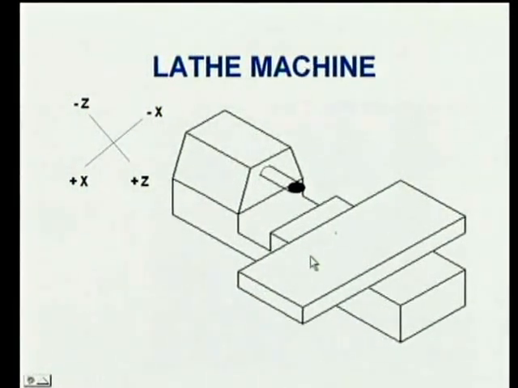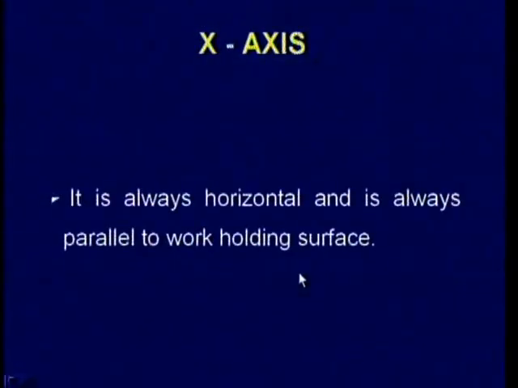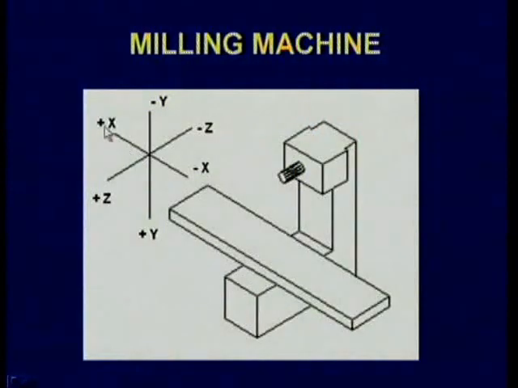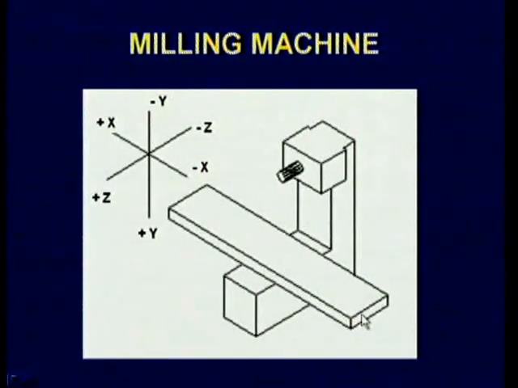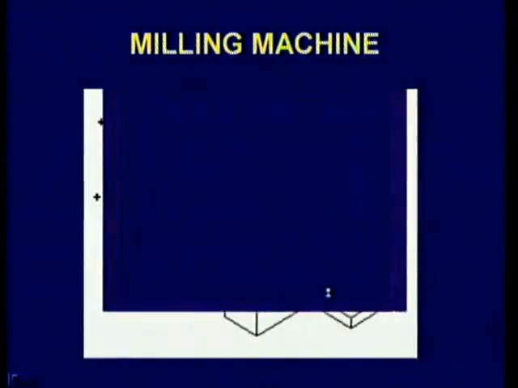Now we will go to the next axis, the x axis. Whatever may be the machine, the x axis is horizontal. It may be a lathe machine or a drilling or milling machine, the x axis is always horizontal. Next is the y axis. Let us go to the slide here. In case of the x axis, which is always horizontal, plus x will carry the table towards the left, minus x carries the table towards the right.